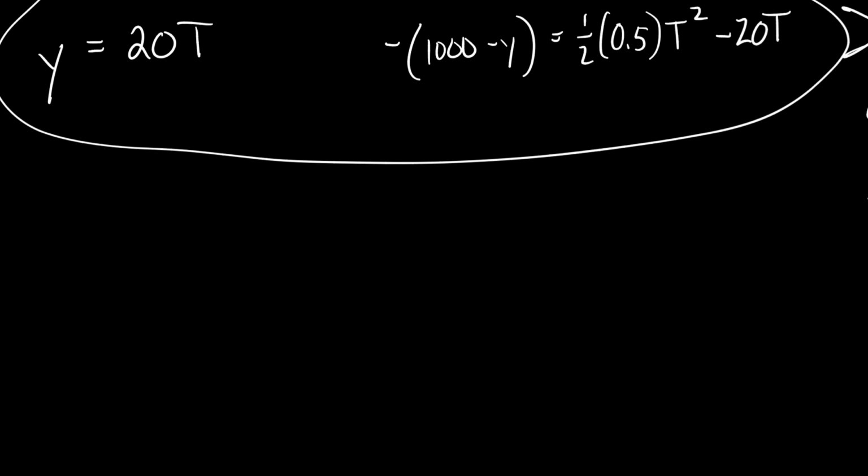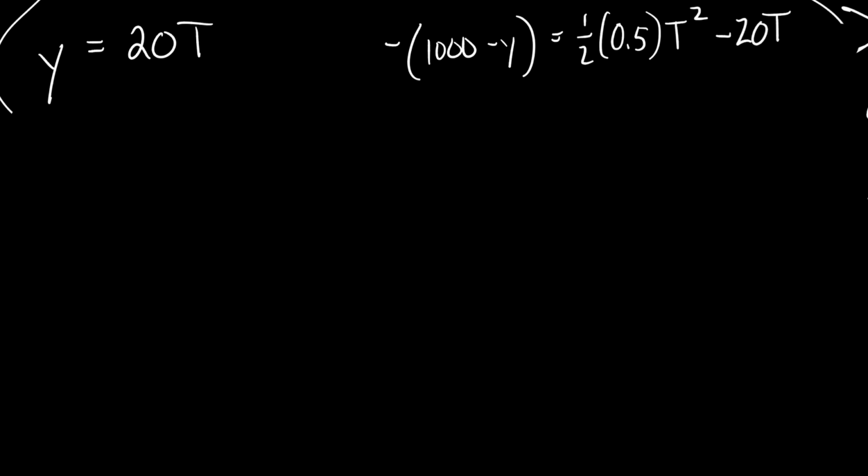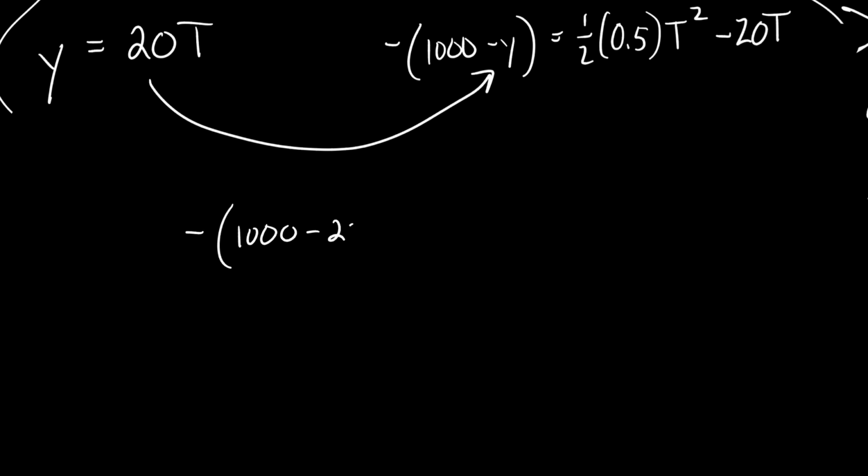So based on that, I will substitute and get negative 1,000 minus 20t equals 0.25 t squared minus 20t. If I distribute the negative sign, move everything to one side.